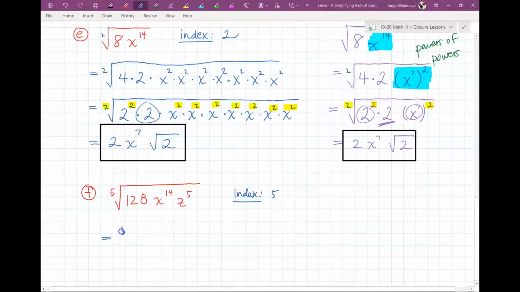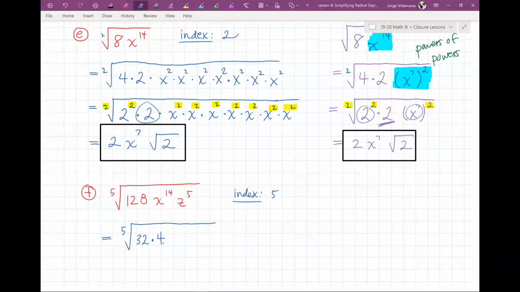Okay, so we have a 5th root. Now 128, I know is 64 times 2. Yeah, 64 times 2. So that's something that I kind of already understand. And actually, you know what? It's actually 32 times 4. That works better because 2 to the 5th is 32.